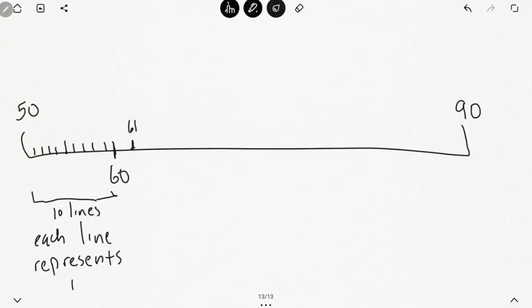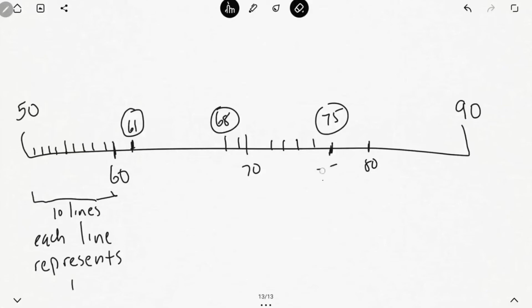So right here next to 60, in blue, you have 61, right? Up here, you have 70, and 2 lines before 70, you would have 68. Down here, let's say 80 is here, but 5 lines from 70, you have 75. I'll put it here to make it look just like the book. And you should see that each line represents 1 unit.